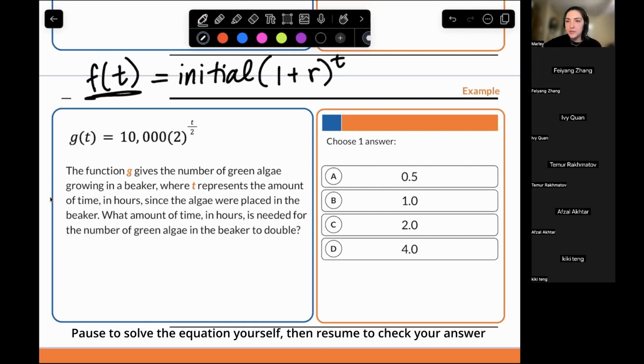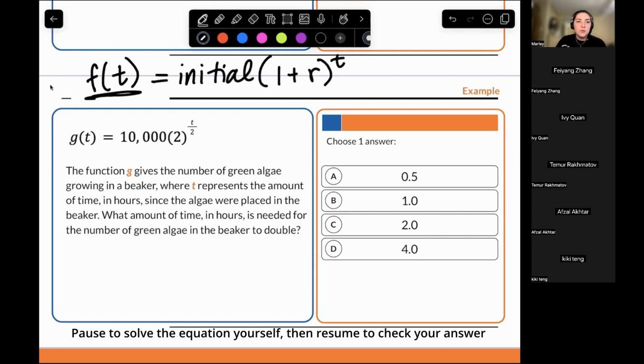Worst comes to worst, for example, I'm not always the biggest fan of exponential functions. I don't love seeing them. But we can always just plug in our answer choices and see what makes the most sense, right? We know what our initial amount is based on the way the formula is written. We could just plug in values of t until we see that it doubles.